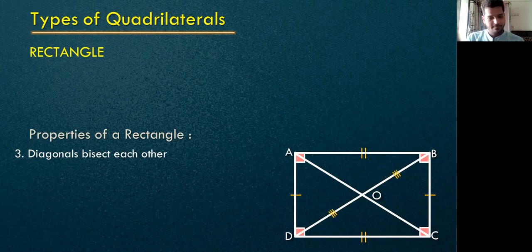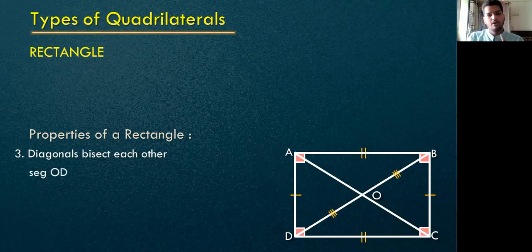As you can observe, the two diagonals are bisecting each other. Bisect means bi means two, sect means sections, right? So diagonal AC is making two equal parts of diagonal BD. Okay, so they are intersecting at the point O. So let us name them.